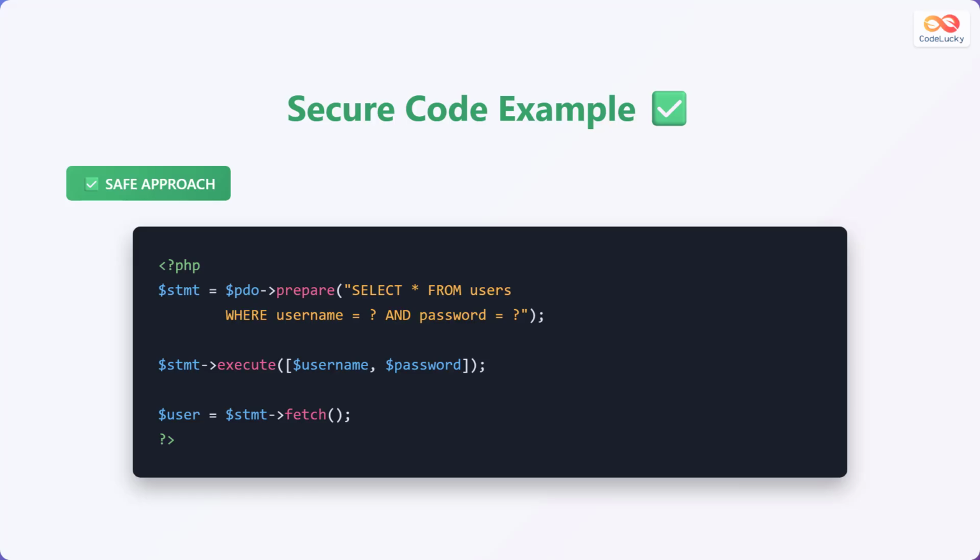Here's a secure code example using prepared statements. This is a safe approach. The code prepares an SQL query using the prepare function, with placeholders for the username and password. Then, it executes the query using the execute function, passing the username and password as parameters. This ensures that the inputs are treated as data, preventing SQL injection attacks.